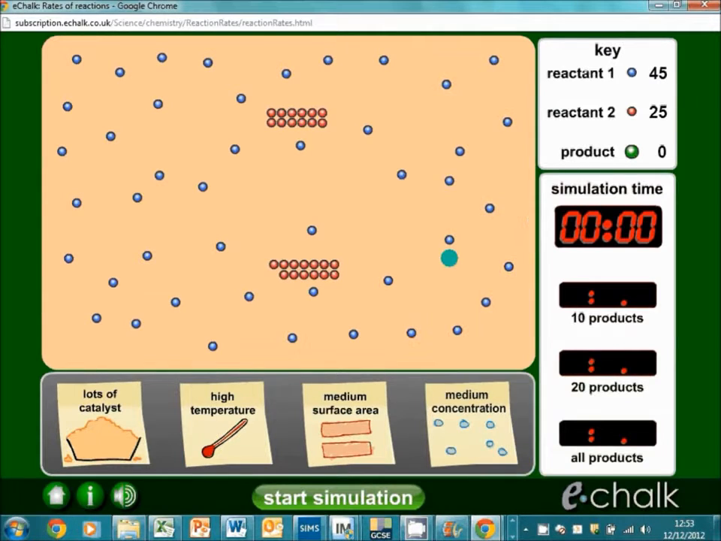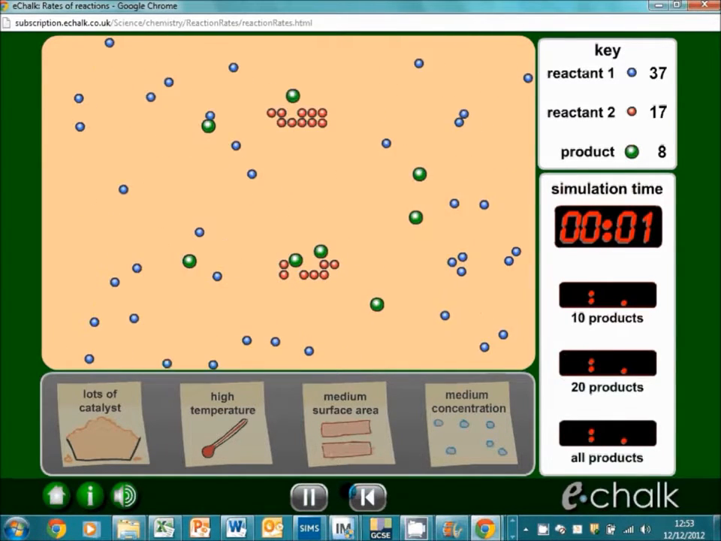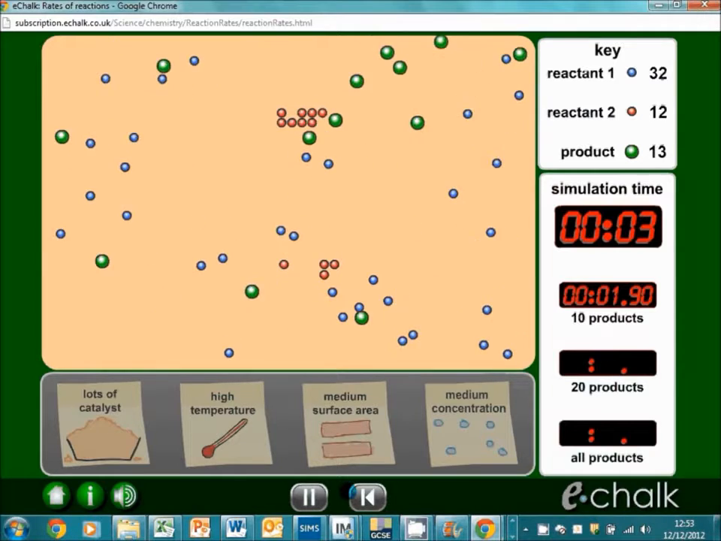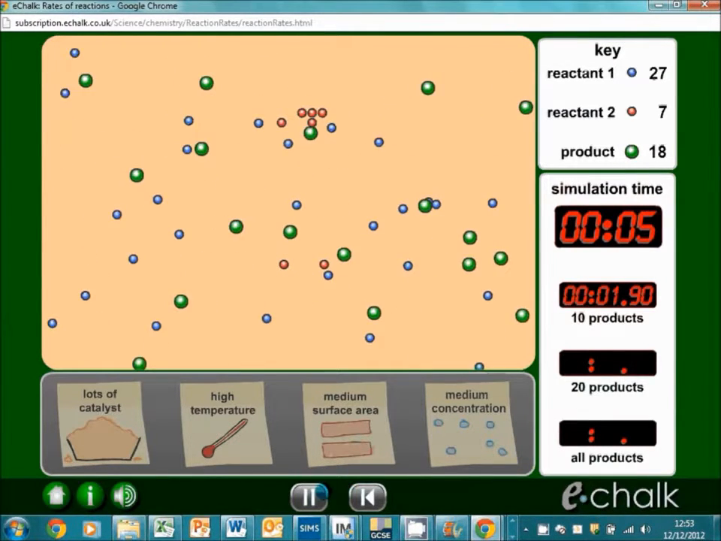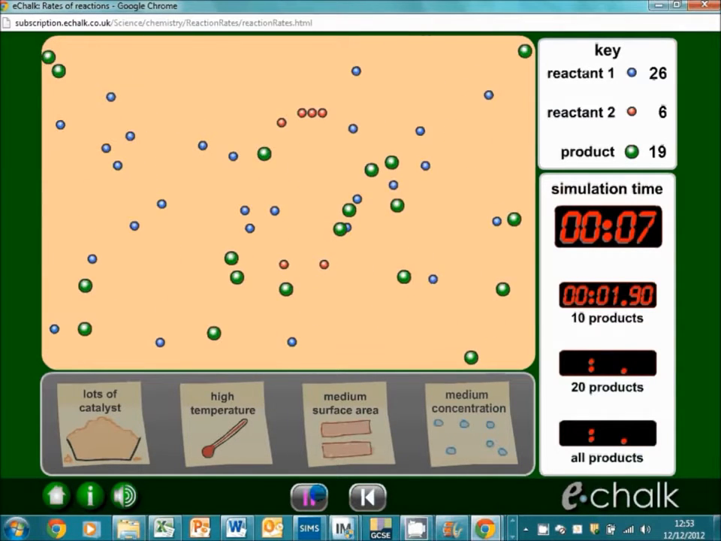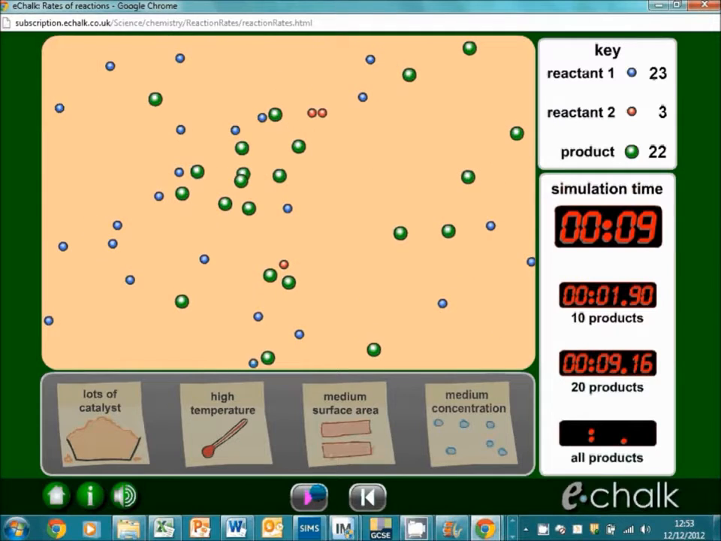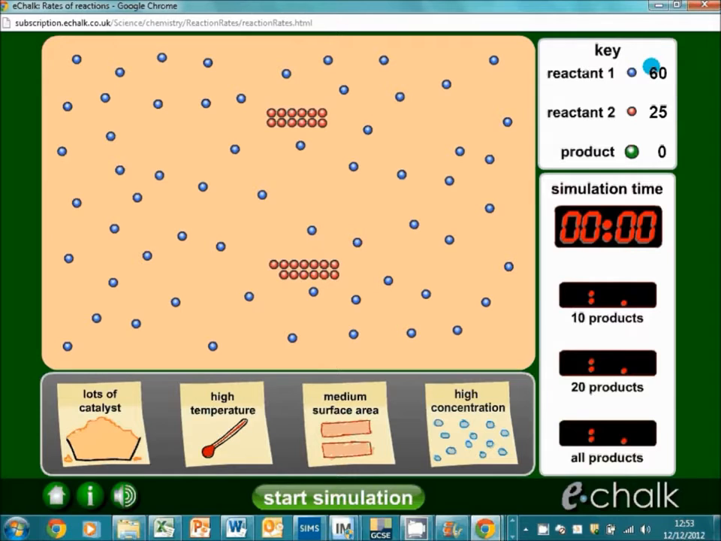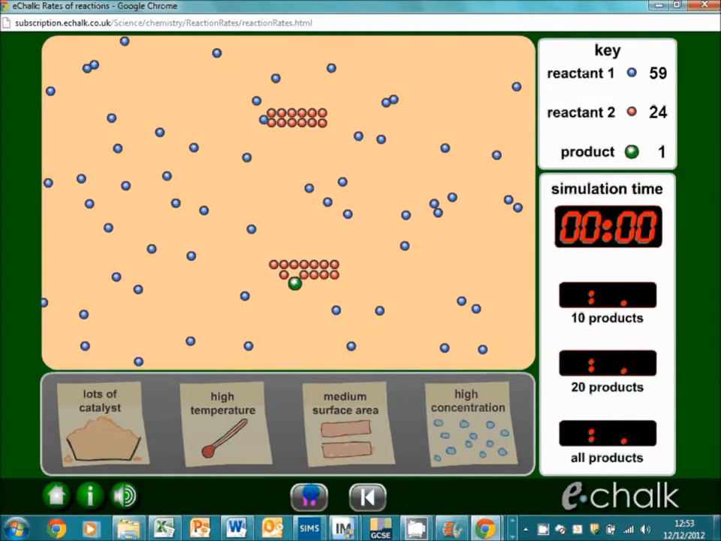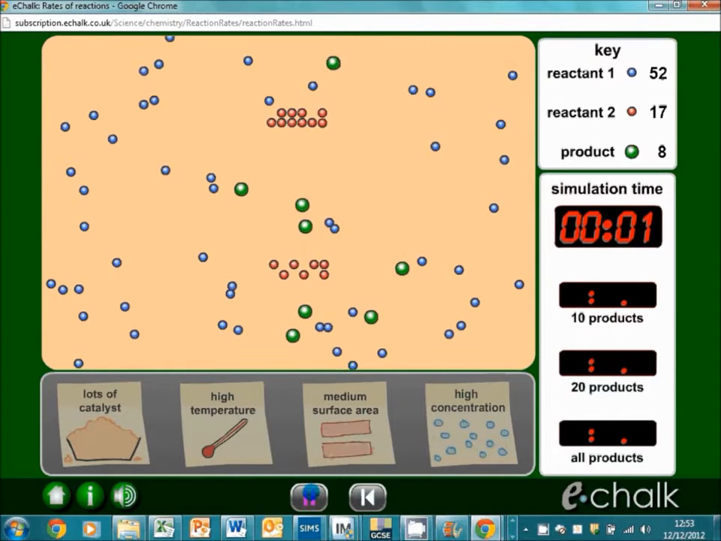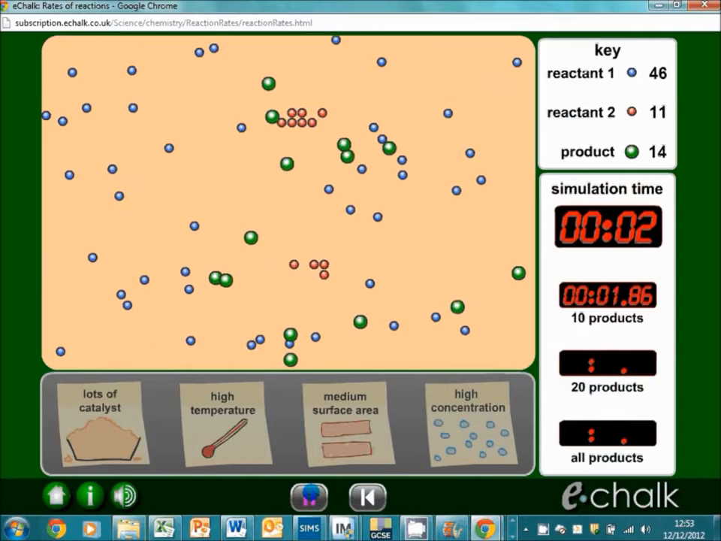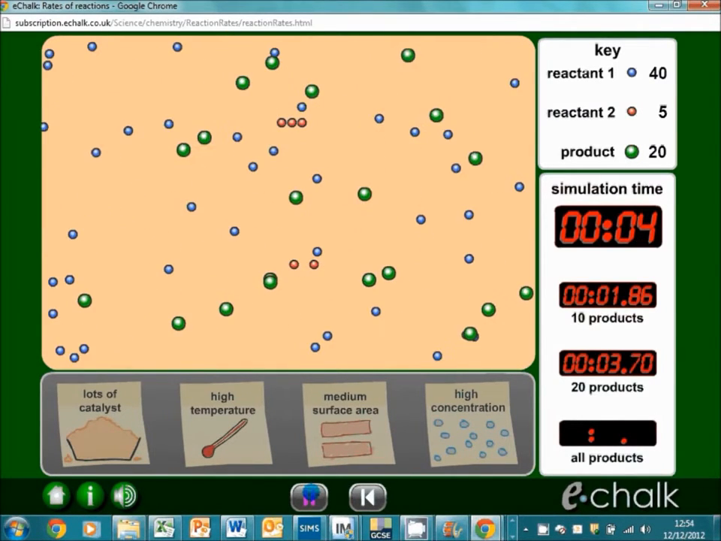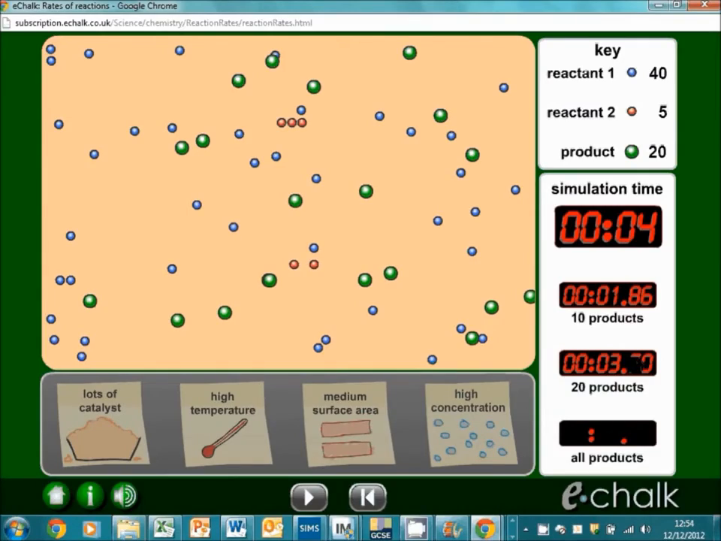If I were to increase the concentration to medium concentration, you can see straight away there are more particles in there. So if I start the simulation again, the more particles there are, the more collisions there are per second. The more collisions per second, the quicker it should reach 20 products. Which, as you can see, was 9.16 seconds, much quicker. And finally, if we have a look at high concentration, we've got more particles again, we're up to 60 of reactant. We start the simulation. And it took 3.7 seconds for 20 products to be formed.